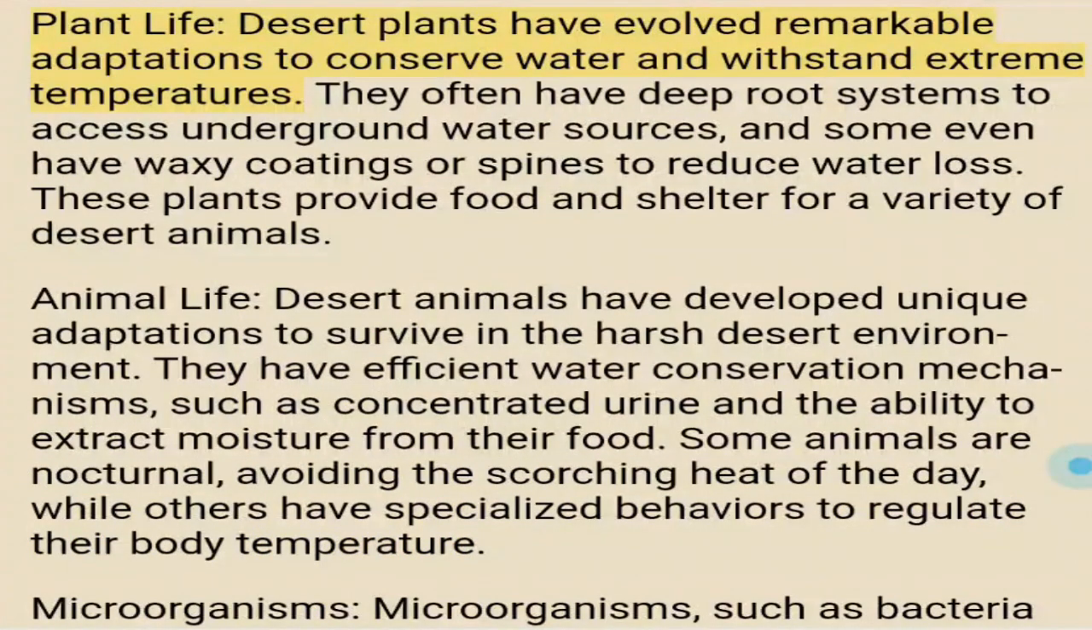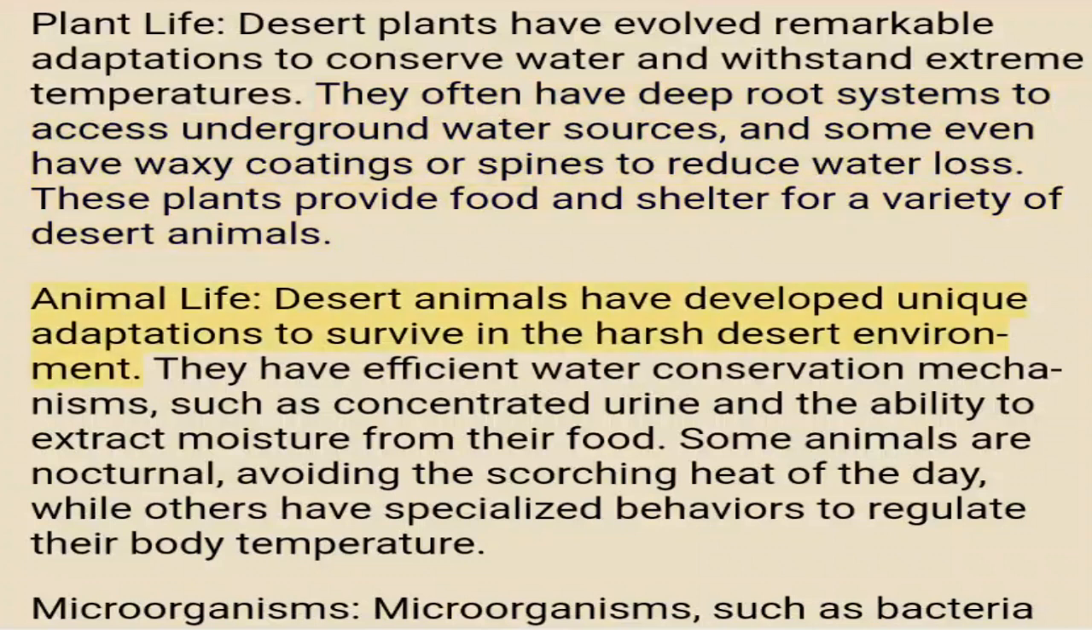Plant life. Desert plants have evolved remarkable adaptations to conserve water and withstand extreme temperatures. They often have deep root systems to access underground water sources, and some even have waxy coatings or spines to reduce water loss. These plants provide food and shelter for a variety of desert animals.